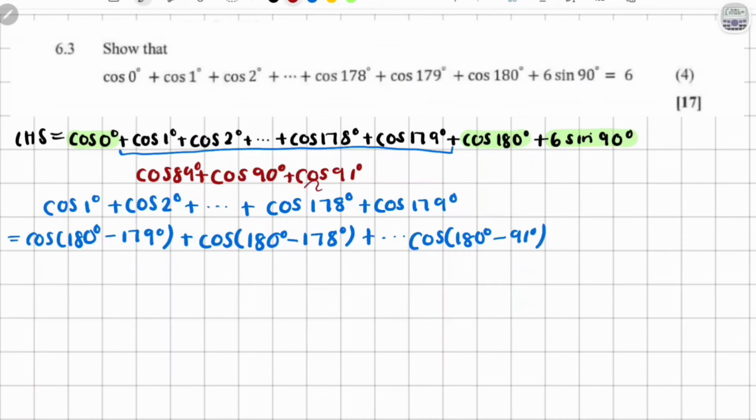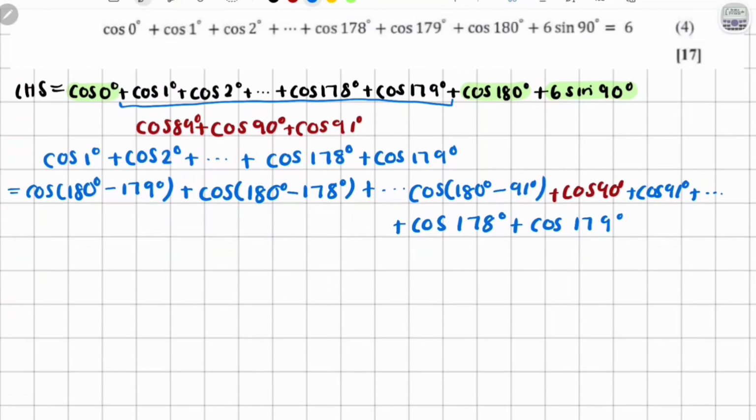Then I would have kept counting and I would have gotten to cos of 90 degrees, plus cos 90 degrees. And then if I kept going, the cos of 91 degrees, I would just rewrite that as it is, plus cos 91 degrees. And then this would continue 92, 93, all the way to cos 178 degrees. So now I have plus cos 178 degrees. And let me just actually write it as a number. And then again, plus cos 179 degrees. Okay, so I'm just trying to do this so that you can see what will cancel with what.